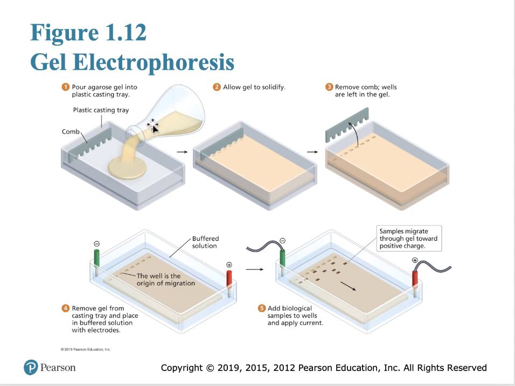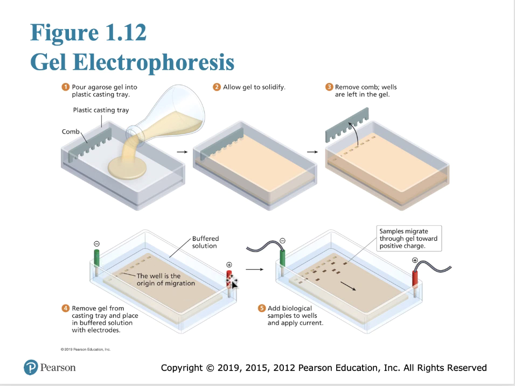So agarose or polyacrylamide is heated in the microwave till it melts into water, and then that solution is poured into a tray, and the tray has a comb on one end which will form the wells into which the specimens are dropped. The gel is allowed to solidify, the comb is removed, and hopefully the wells stay intact, and then the gel is taken and placed in a tray, and the tray contains an electrolyte, a solution that can conduct electricity, normally sodium chloride or something like that.